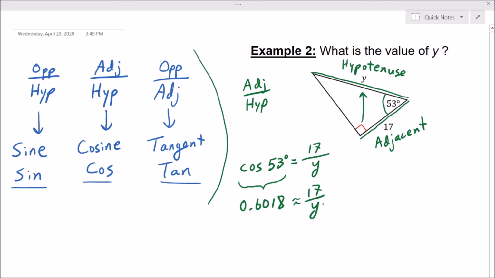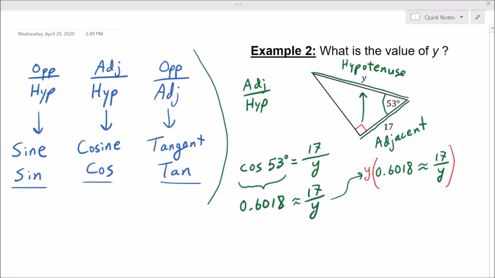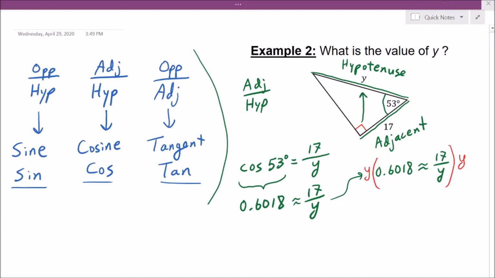So let me rewrite this equation here. 0.6018 is around 17 over y. And we want to get the variable by itself. What do we do first to both sides? Well, if a variable is on the bottom, we want to get it out of there. So you multiply both sides by the variable, right? Multiply by y on the left side, y on the right side. And this is times y divided by y, so they cancel over here.